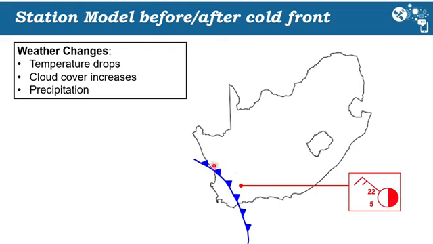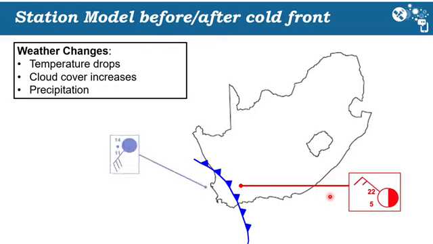So before the cold front, ahead of the cold front, the wind is blowing in that direction. Behind the cold front, the wind is blowing in that direction. So we have a wind direction coming from the northwest. Air temperature is relatively high, at 22. It's not hot, but it's relatively high. It's 22. Dew point is far away, 5. So therefore there's no precipitation and a 50% cloud cover.